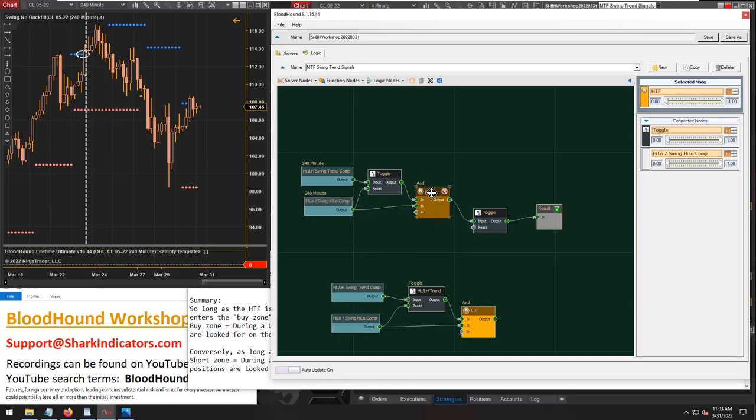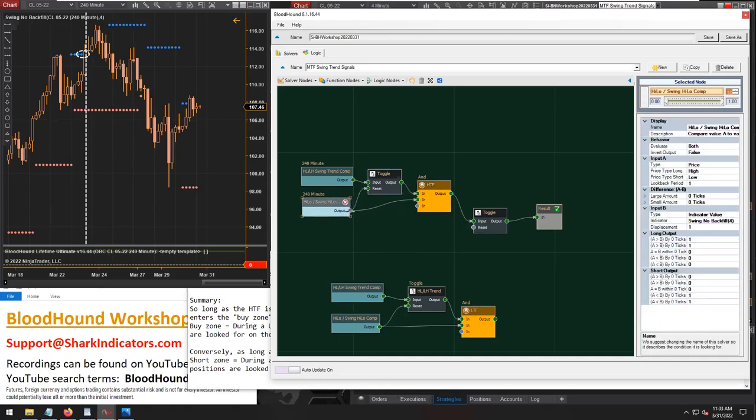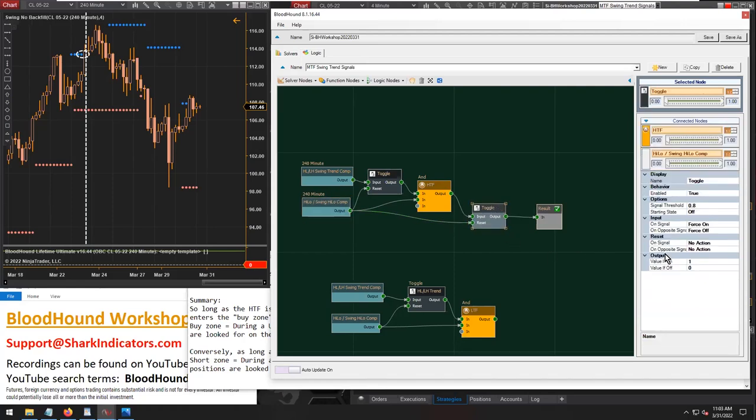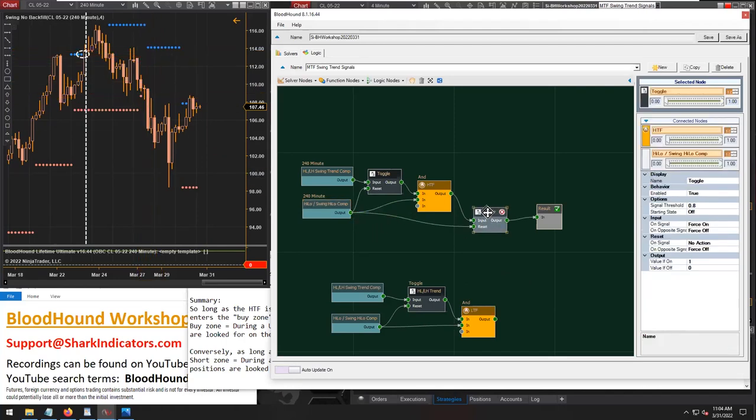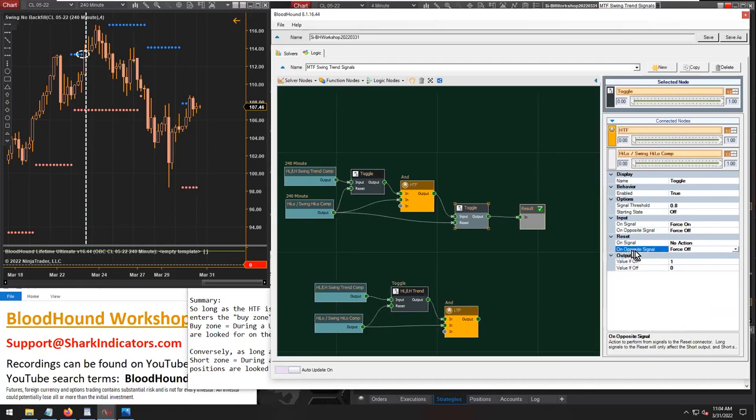So we could take the signals from here and feed it into the reset of this toggle node here. So let's see, that's going to be short. Yeah. So what we can do is use the signals from the swing low, or the swing high being broken, and use that to turn the toggle node off, right? So that's what I got here. So we're using the reset on opposite signal to turn the toggle node off.